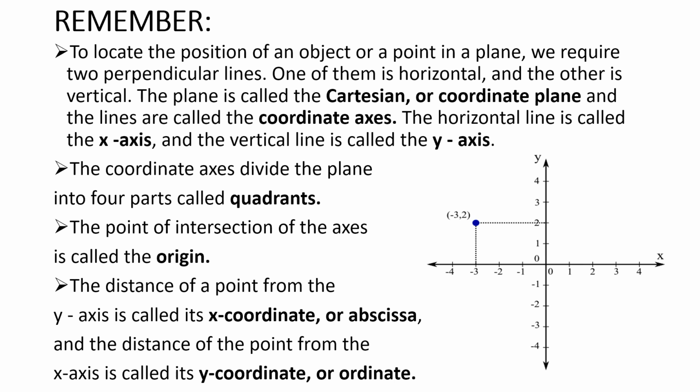The distance of a point from the y-axis is called its x-coordinate or abscissa, and the distance of the point from the x-axis is called its y-coordinate or ordinate. You can see over here that a point is given -3, 2. The distance of the point from the x-axis is 2 units and that from the y-axis is 3 units. Over here the point is -3, 2, so its x-coordinate is -3 and its y-coordinate is 2.